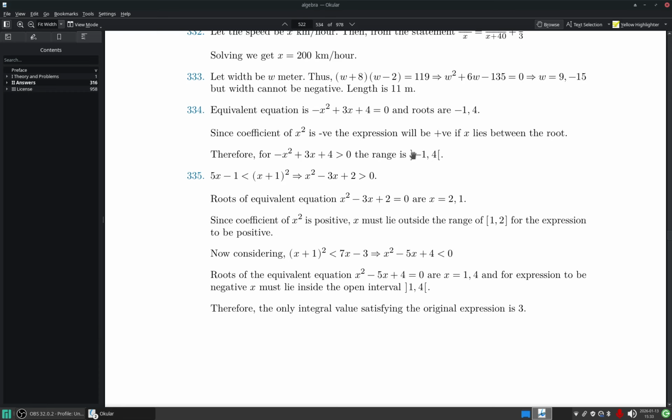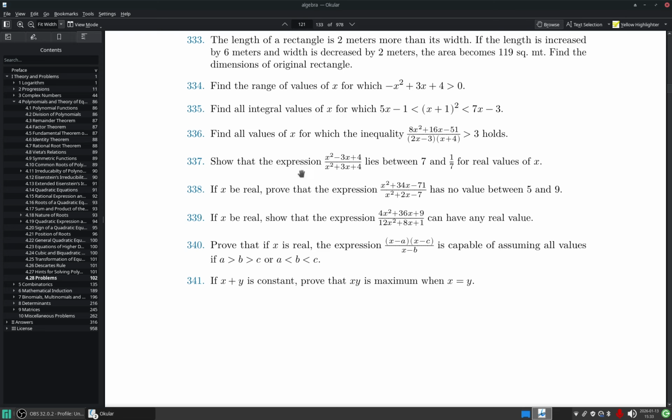An open interval is symbolized by a right bracket here and a left bracket here. Otherwise, parentheses can be used. What that means is the values minus 1 and 4 themselves are not included. They're excluded from the range. That is what we mean by an open range. If it would be a left bracket here and a right bracket here, that would be a closed range. A closed range means both the values are included. So if you put is equal to 0, then both the values will be included.